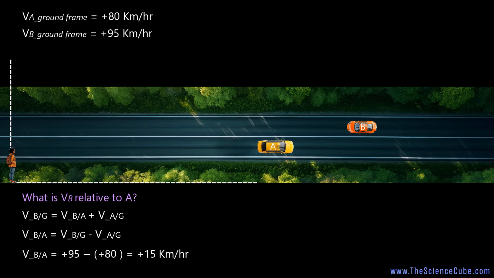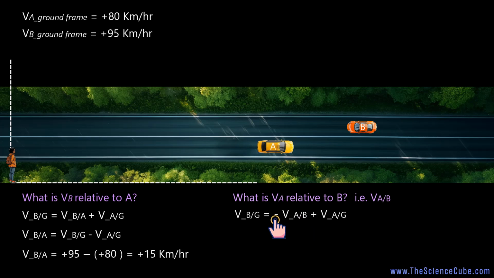What are you relative to the other car? That is VA/B. So we can modify this equation, that is VB/G equals VB/A plus VA/G, as VB/G equals negative VA/B plus VA/G. And you see we flipped A and B here, but also reversed the sign here. And it makes complete sense, since that is to find the velocity of A relative to B. You just flip the perspective.